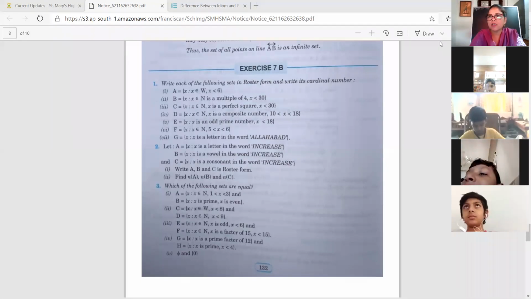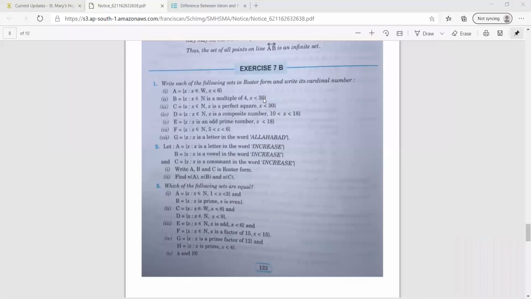Write each of the following sets in roster form and write its cardinal number. So you just have to write in roster form. So you need to know first of all what this is over here. You need to read this. So set A is X such that X belongs to W.